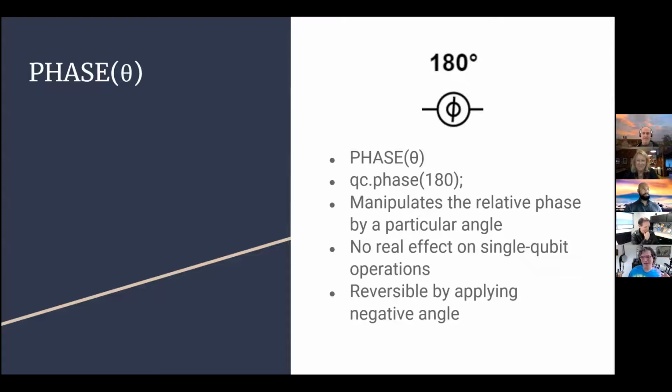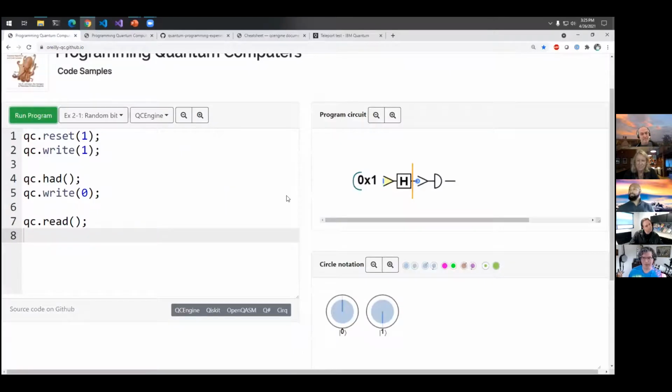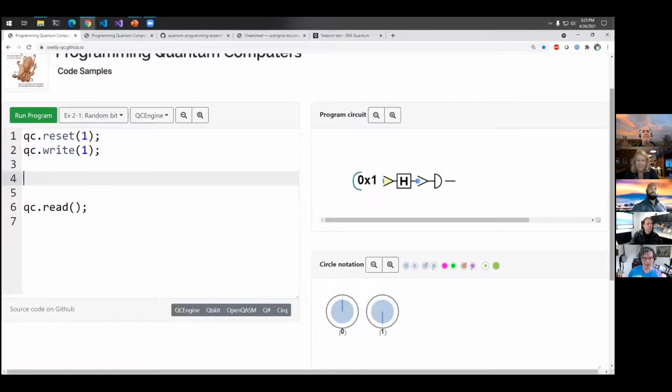But I do want to talk about what it does, because I ran into some interesting things. I've jumped between the QC engine simulator that was written by the book authors and the IBM composer, which will let you use a simulator or a real quantum computer somewhere in the world. And the terminology is a little bit different in those environments. So first of all, let's do a phase and just show what it does with the circle notation.